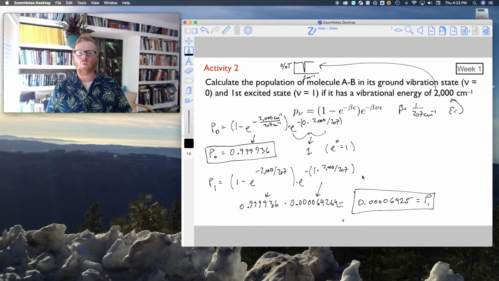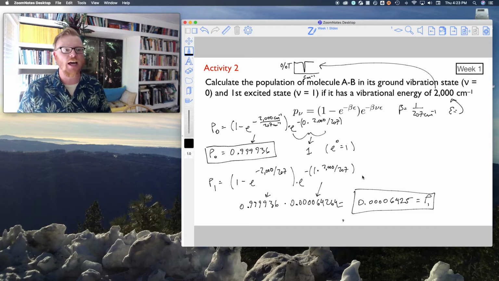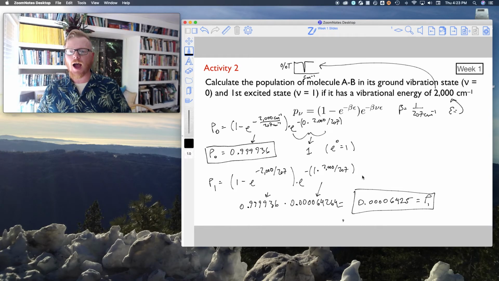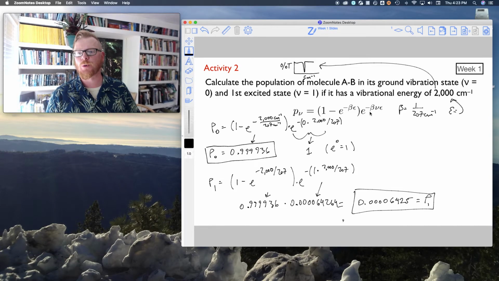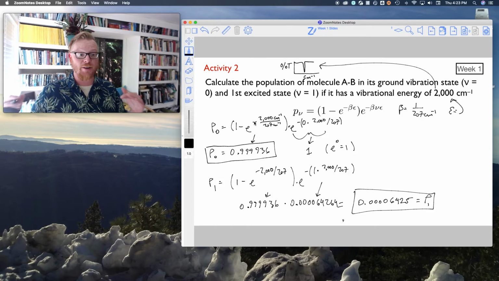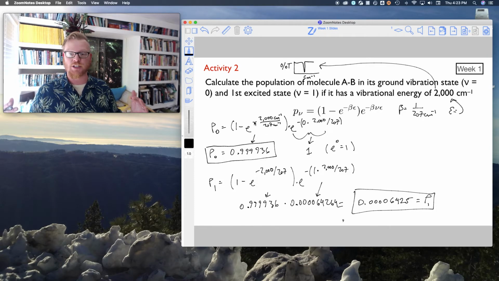Okay, so let's walk through what I did here. A lot of this is plugging and chugging and recognizing what to do with these quantum numbers. Remember I told you the ground vibrational state is nu 0 and the first excited state is nu 1. You notice in this first term we don't have any of that. Beta is 1 over the 207 wave number, and we said the energy is 2000 wave number. By having equivalent units, it makes life much easier.